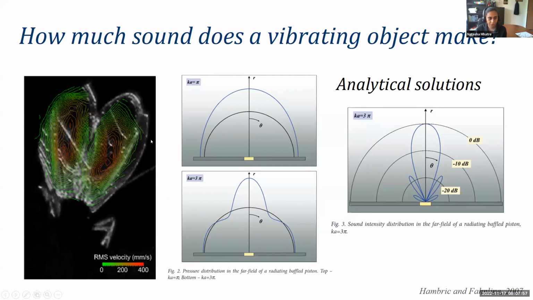Now, a cricket is not sitting in an infinite baffle. Its wings aren't perfectly circular, and there is no simple way to look at this system in analytical terms, but basically I'd have to write out the math to do that, or an engineer would have to. And that makes things really, really difficult. And I'll get into that in a little bit.